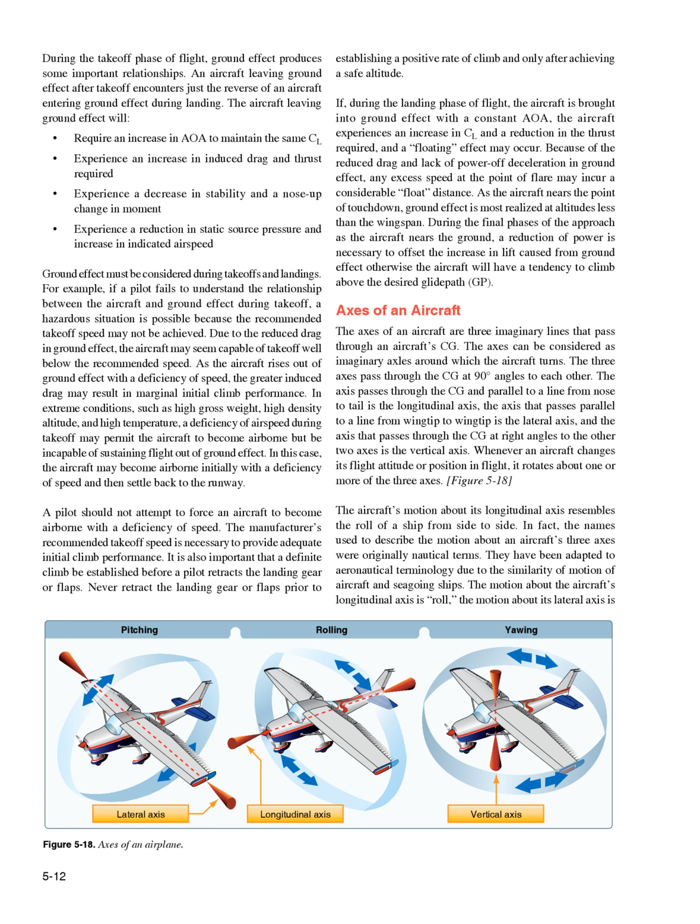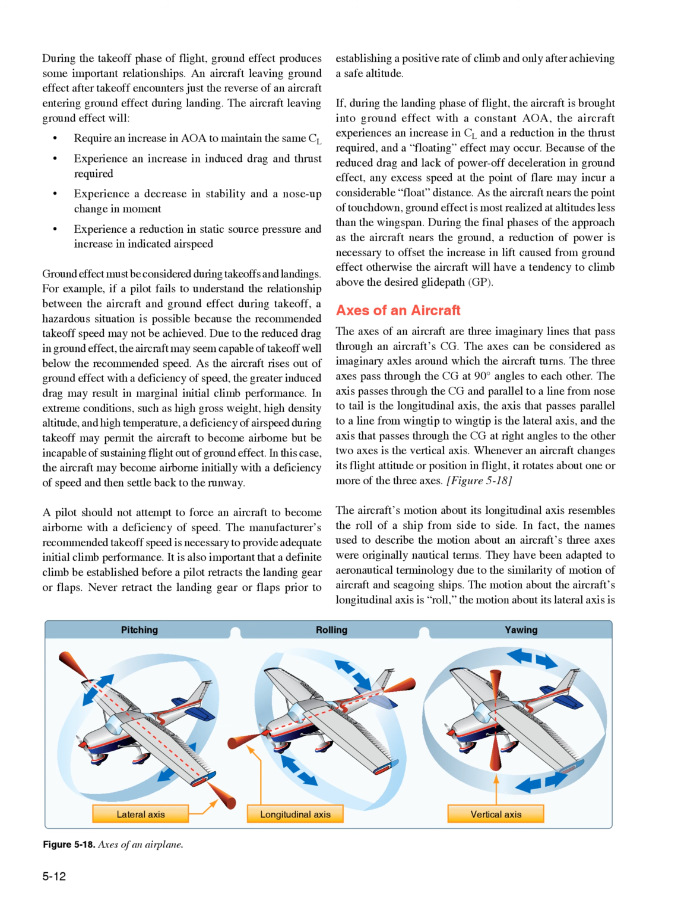ground effect is most realized at altitudes less than the wingspan. During the final phases of the approach as the aircraft nears the ground, a reduction of power is necessary to offset the increase in lift caused from ground effect, otherwise the aircraft will have a tendency to climb above the desired glide path, GP.